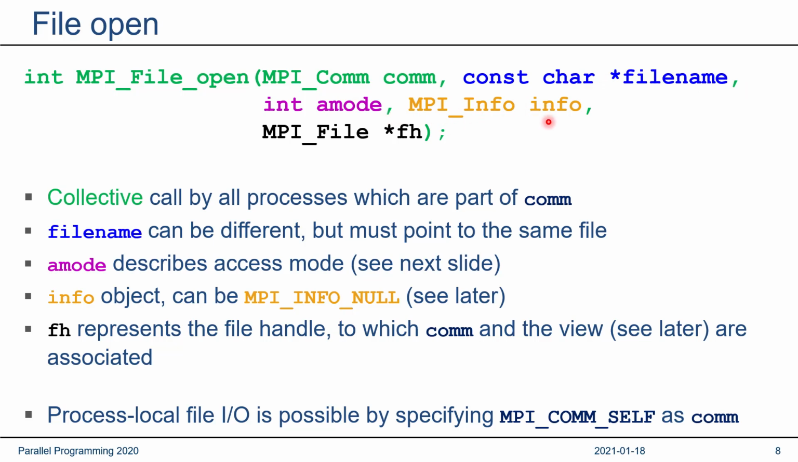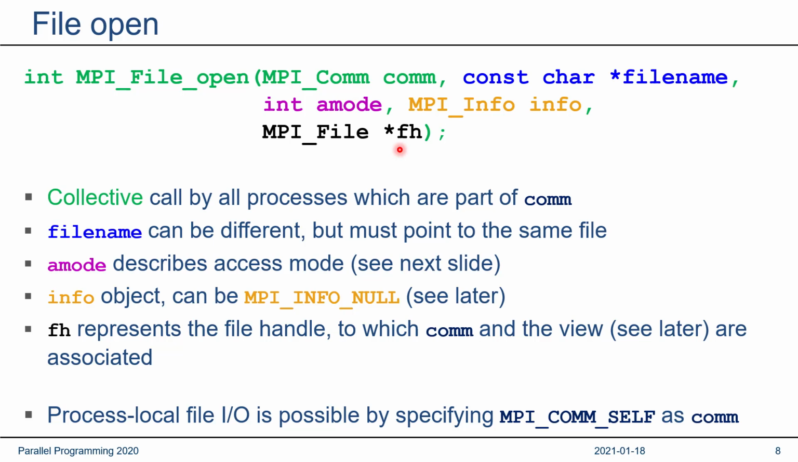There's an info object of type MPI_Info that can be used to further specify some optimization flags and parameters in order to make the data access more efficient. And finally, there's a file handle, fh, of type MPI_File pointer. And later, the open file will be associated with this file handle, just like it is the case with standard I/O functions.